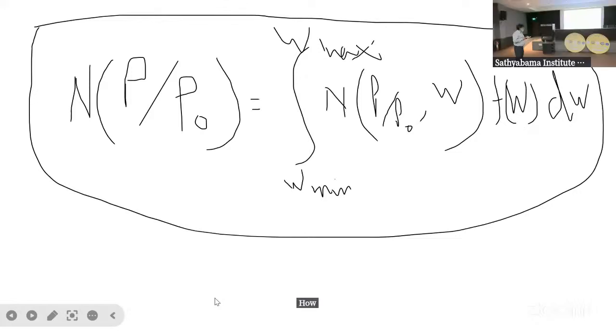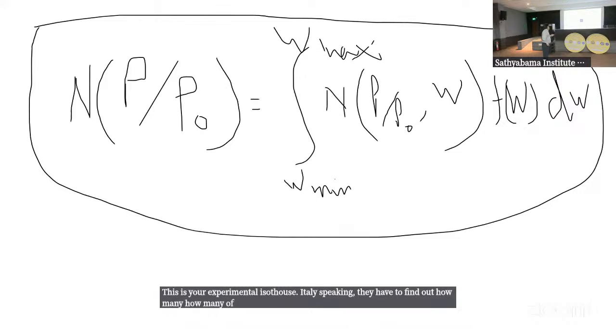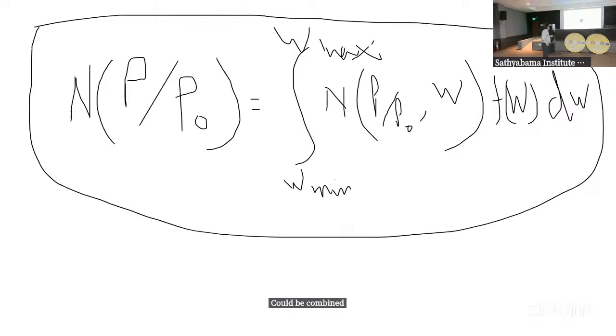How do they do it? This exercise will also be useful for particle sizing. What they do is, they choose a particular kernel. This is your experimental isotherm. Ideally speaking, they have to find out how many of which pore sizes should be combined to give you a combined effect of this. Like deconvolution, it's a deconvolution.